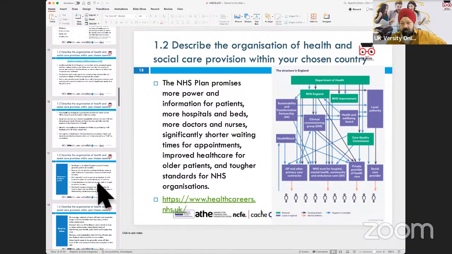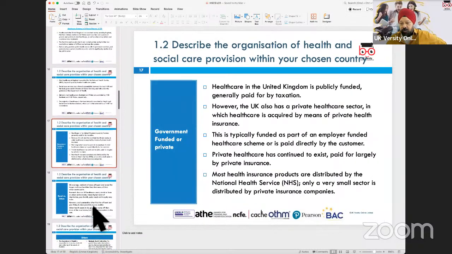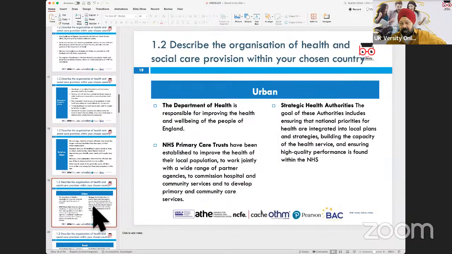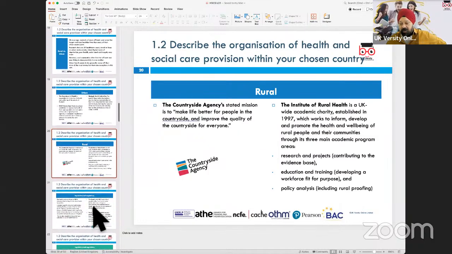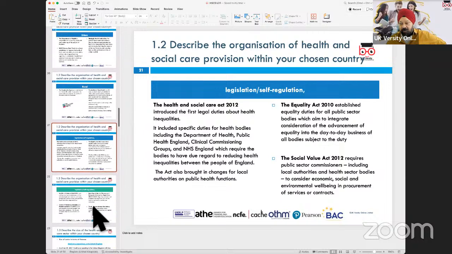So I've got a few slides that you can go through, which will provide you some understanding in terms of what the structure is and how that structure essentially works. It's a bit of reading that you would need to do, and that would give you that understanding. Now, apart from the roles, what is it that we want to understand under the health and social care provision?